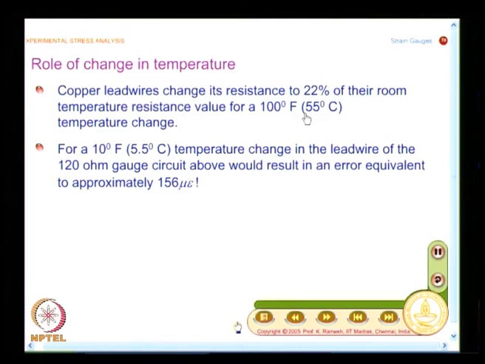So, if there is a change of 55 degree centigrade, the resistance will change by 22%. We will not look at a change of 55 degree centigrade, we will just look at a change of 5.5 degree centigrade in temperature. If I consider it for a lead wire connected to a 120 ohm gauge circuit, a 5.5 degree centigrade change would result in an error equivalent to approximately 156 microstrain. It is not small.